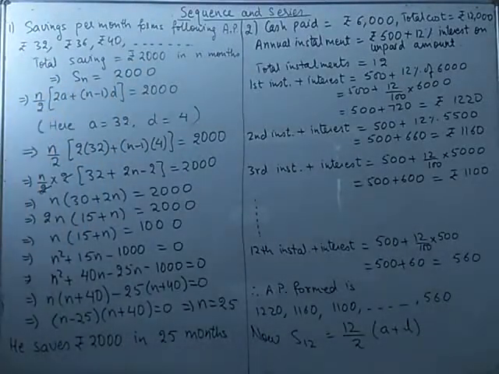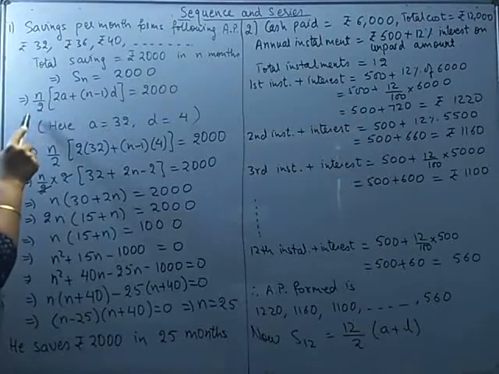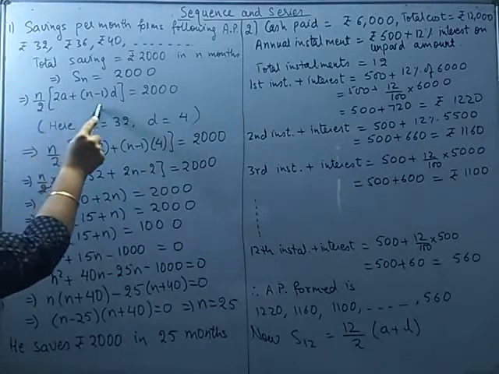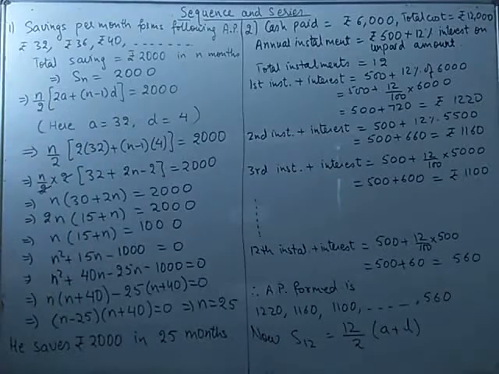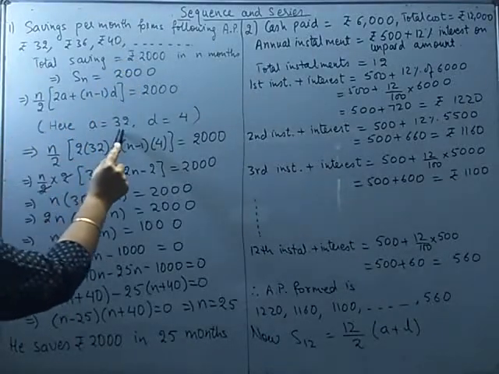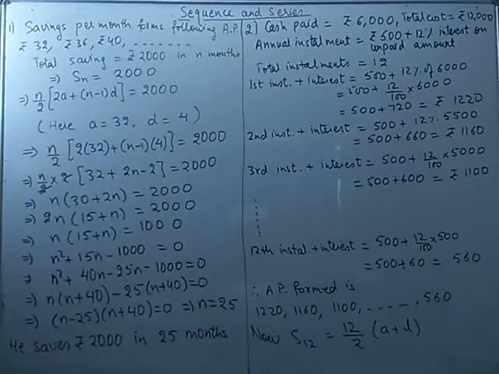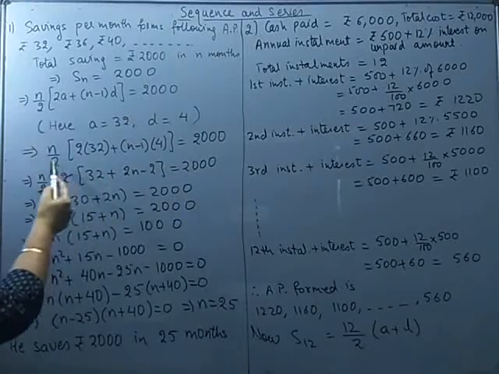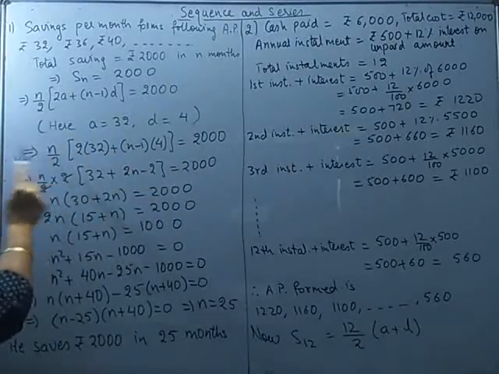So using the expression for the sum of n terms, it will be n by 2 into twice A plus n minus 1 into D, which is 2000. Now if you look at this AP, here the first term is 32 and the common difference D is coming out to be 4. So doing the substitution, the only unknown in this equation is n.